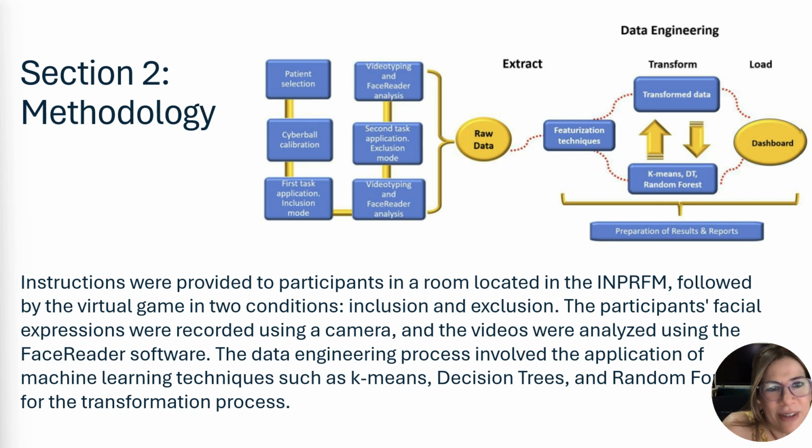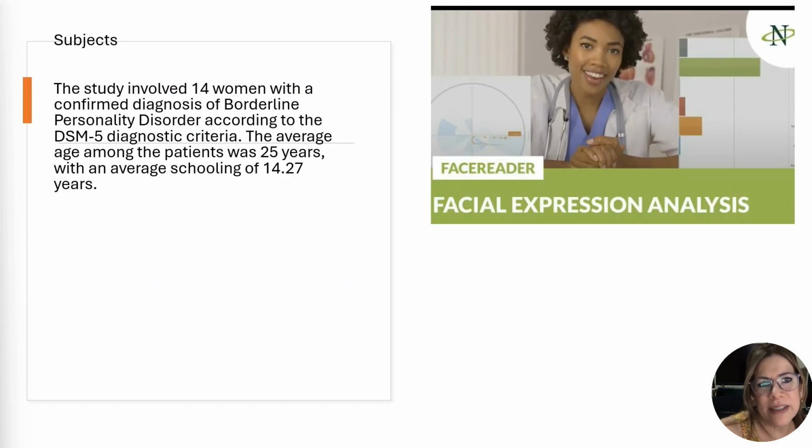Decision trees and random forests were used for the transforming process. These data engineering techniques are crucial for extracting, as we say, and this was the methodology we use. And this feeds a dashboard in the load phase that lets the group of doctors see the results applied in the transformation phase.